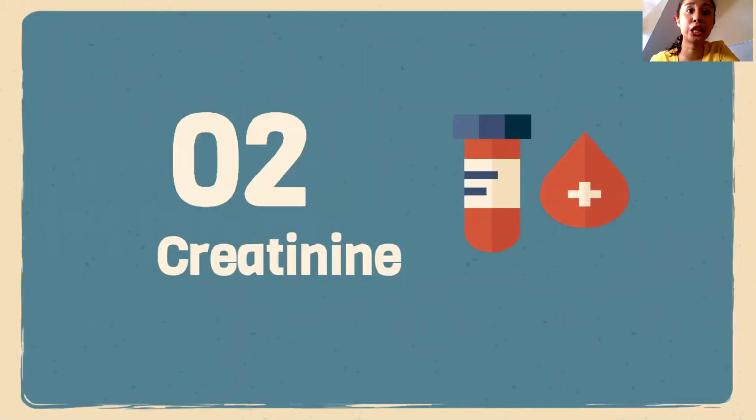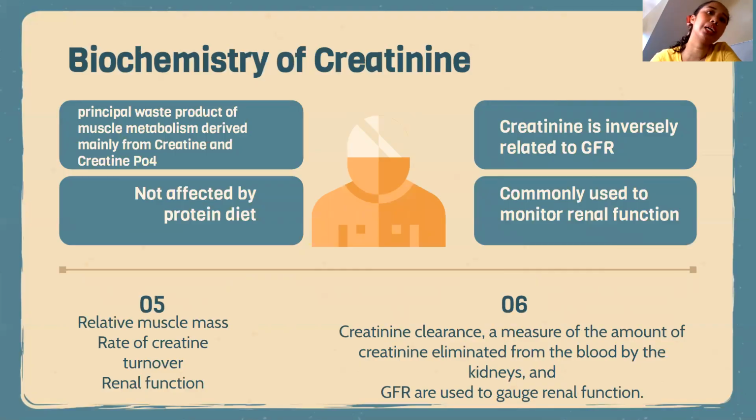Okay, let's head on to your creatinine. Your creatinine, guys, comes from the metabolism of creatine and creatine phosphate. Your creatine and creatine phosphate, class, power up your muscles. And what's good about your creatinine, class, is that it's not affected by protein diet unlike your BUN. So it's very stable in your serum, and it's very stable in your urine.